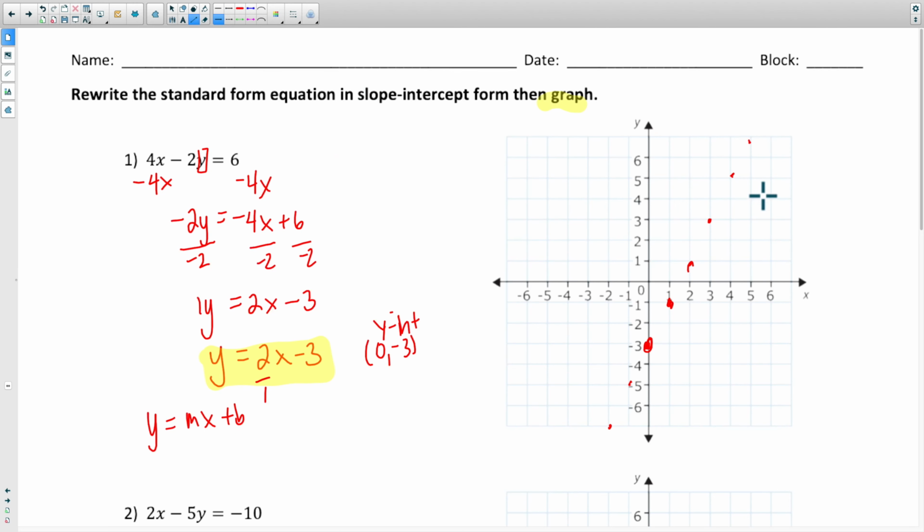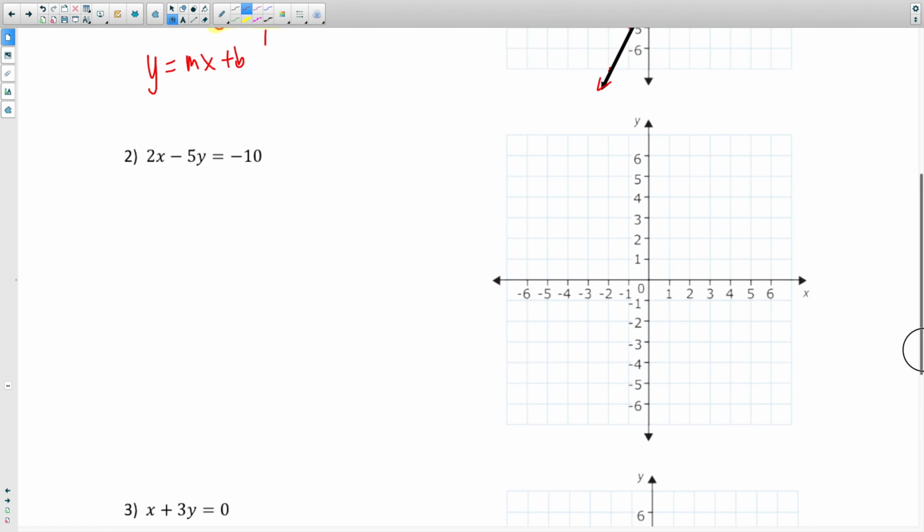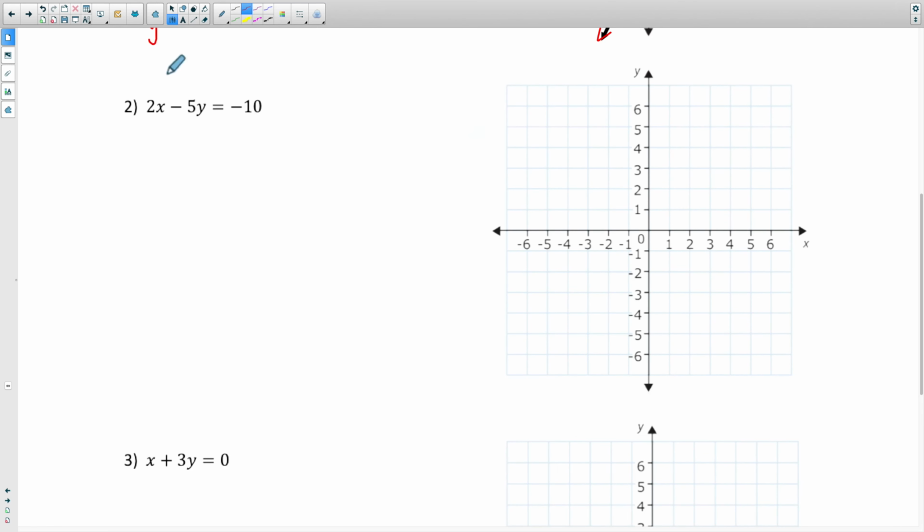The next thing I'm going to do is connect these points with a straight edge. So here's my line. By now we should know how to graph from y equals mx plus b, and I think all of us do, but it doesn't hurt to practice.